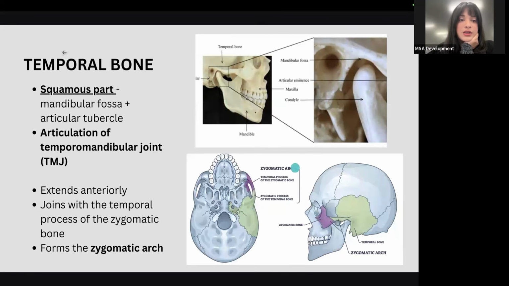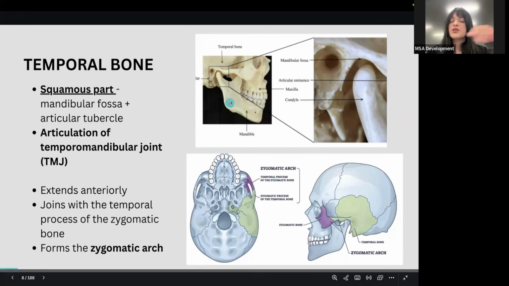Okay. So let's go one by one. So you have the squamous part of the temporal bone. So you have the mandibular fossa and the articular tubercle. From the names, you can tell it's going to articulate with the temporomandibular joint. So this is the TMJ. So basically, your jaw is going to articulate here.